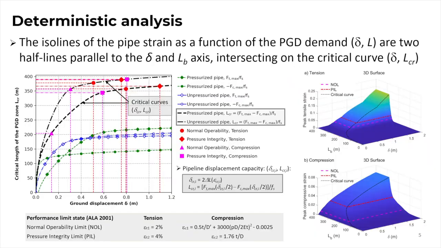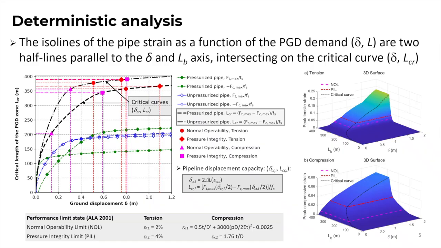Critical soil length associated with full mobilization of the soil reaction in case 1 for a given value of soil displacement delta is directly proportional to the overall pipeline load at the edges of the permanent ground deformation zone. Consequently, a certain limit state is reached only if the permanent ground deformation demand exceeds the critical values corresponding to a certain performance criteria.